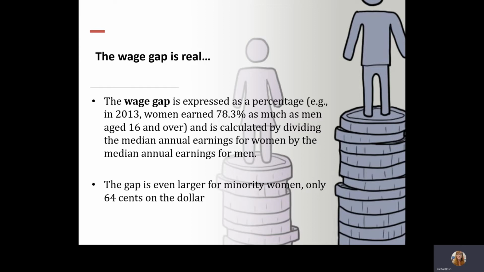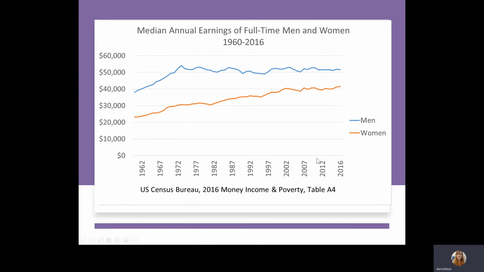Expressed as a percentage, it is calculated by dividing the median annual earnings for women by the median annual earnings for men. Now, the wage gap is larger for minority women at only 64 cents on the dollar, whereas in 2013, for white women, it was 78%. So the wage gap is real. It's math, y'all. It's not closing at the rate that we would like for it to.